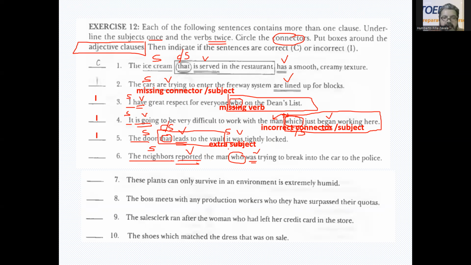The neighbors reported the man who was trying to break into the car to the police. Right, the man. What man? The man who was trying to break into the car. Right, so we got the connector subject, then the verb was. So everything is fine.